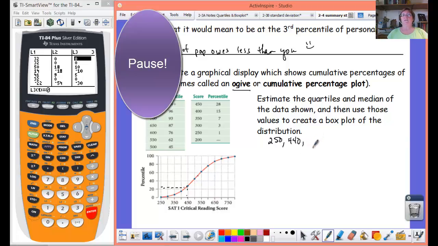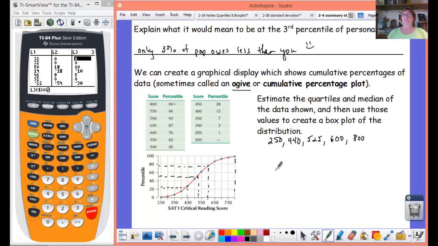I'd like to have you pause the video, please, and go after the median, Q3, and max. Here's my 5-number summary, and I'm sure yours is close to that. We're going to finish out this lesson by drawing the box plot that's associated with it. So I'll go ahead and draw it, and you can draw it as well.